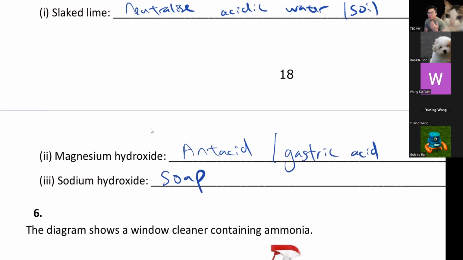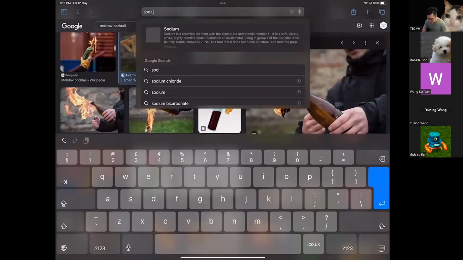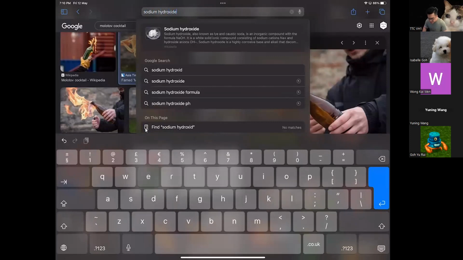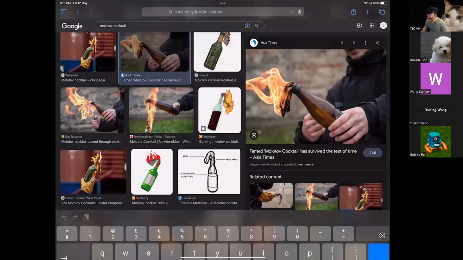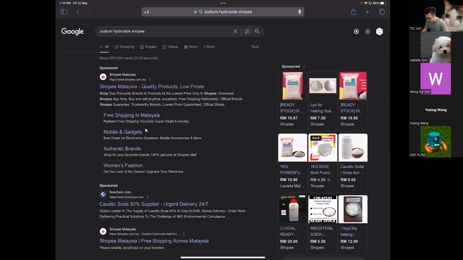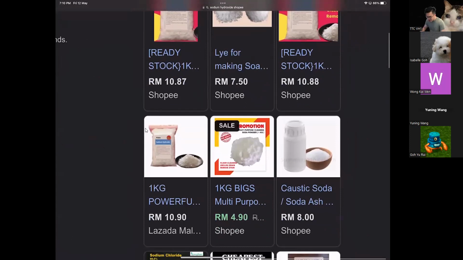As I said before, if you are interested in making your own soap, you can actually go and buy this thing from Shopee lah. There they sell this one. You can buy this and you can make your own soap.